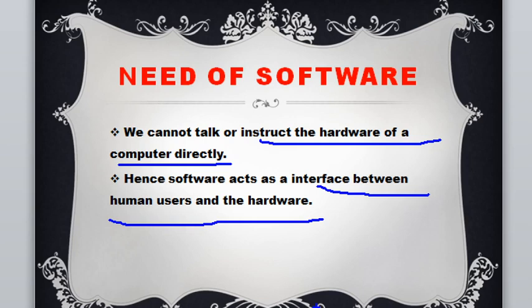Whenever we install the software in our computer, then only all the peripherals like mouse, keyboard, monitor, all these will activate for doing the task. That's why the software acts as an interface between the human users and the hardware. We cannot deal directly with the hardware. Whenever we install software, that software automatically instructs all the peripherals, mouse, keyboard, all that hardware, what work they have to do.